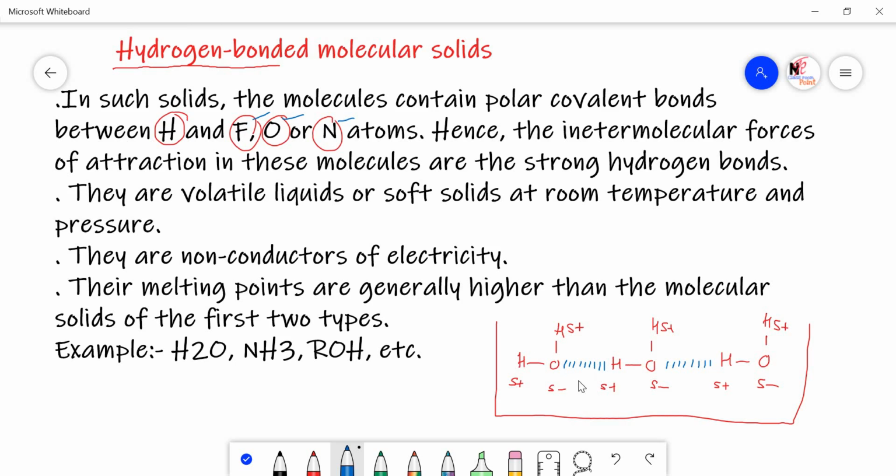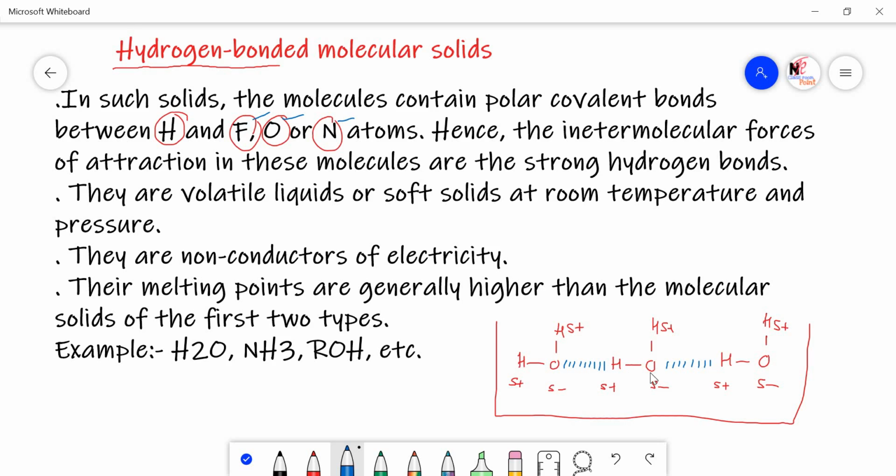This hydrogen bond is a little bit stronger than the normal dipole-dipole bonds, because all these fluorine, oxygen, nitrogen are strongly electronegative atoms. The stronger the electronegativity, the stronger the dipole-dipole interaction formed. Hence, hydrogen bond is a type of dipole-dipole interaction, but it is a stronger dipole-dipole interaction than the normal dipole-dipole interaction. And since no ions are present, these are also non-conductors of electricity.